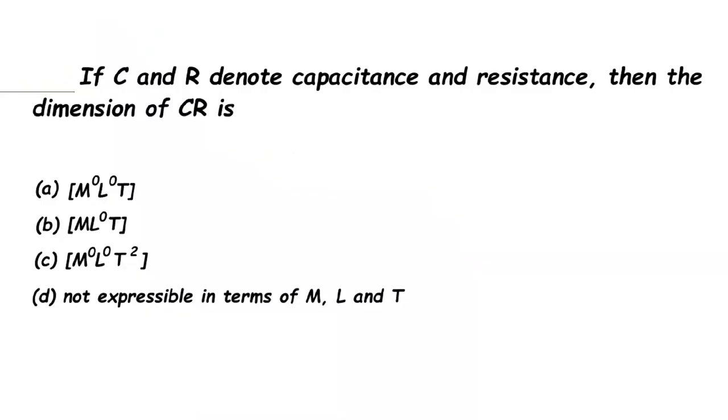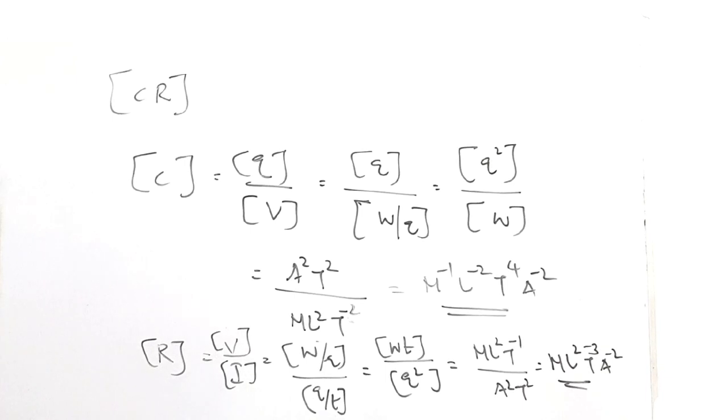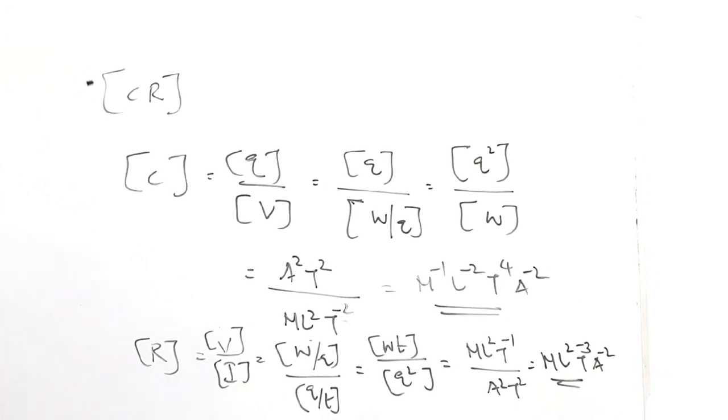If C and R denote capacitance and resistance, then the dimension of CR is: option A M raised to 0 L raised to 0 T, option B M L raised to 0 T, option C M raised to 0 L raised to 0 T square, option D not expressible in terms of M, L and T. In this case we have to find out the dimensional formula for C into R, where C is the capacitance and R is the resistance.